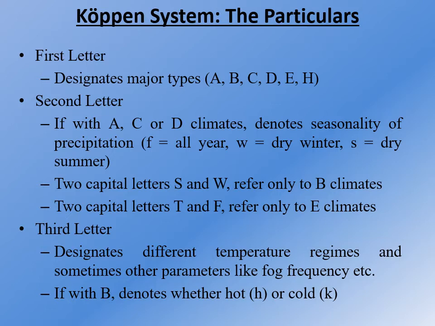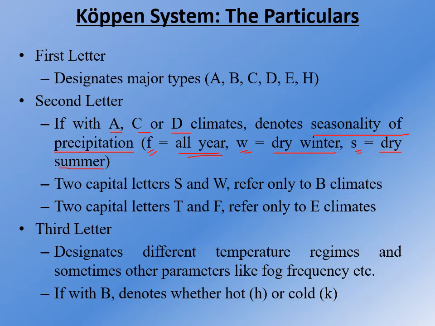The second letter in the Köppen system, if it is associated with the major group like A, C, and D climate, then the second letter denotes the seasonality of precipitation, and it is generally represented by some small letters, where small f indicates precipitation found throughout all the time of the year, small w indicates dry winter, and small s indicates dry summer.